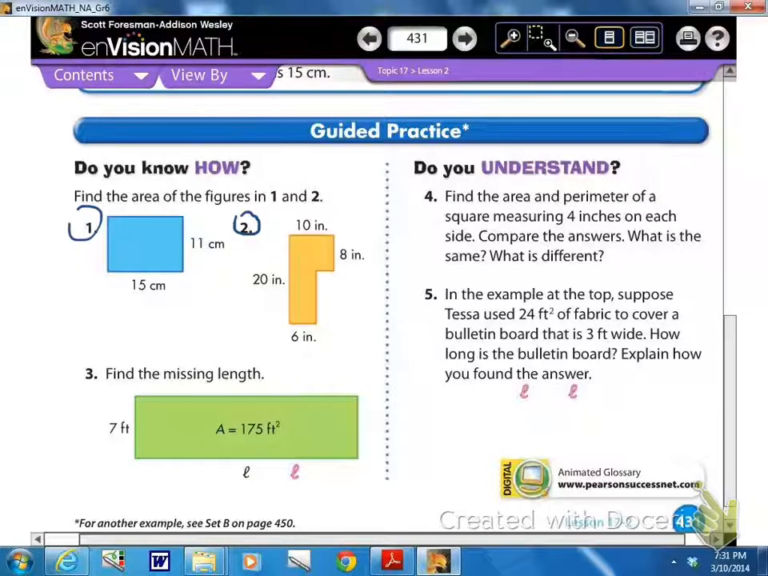On this one, you're finding the missing length. Okay, solve it, write your equation and solve for L. And then maybe you want to draw a picture for 4 or for 5, but go ahead and solve to answer those questions and bring a question to school with you tomorrow.